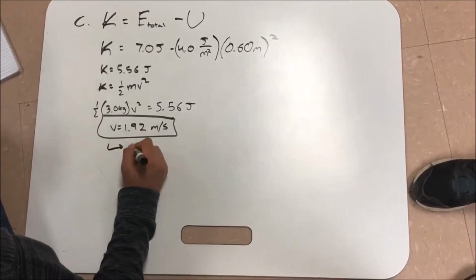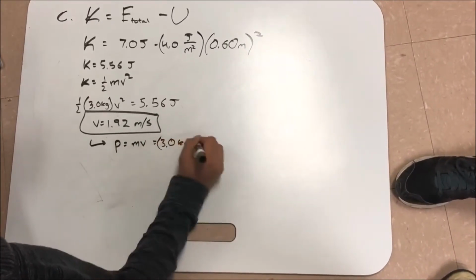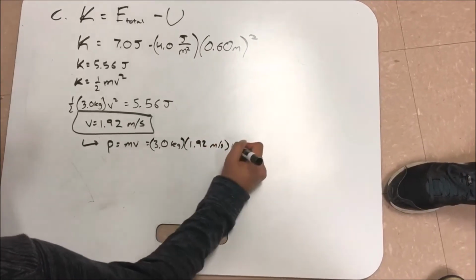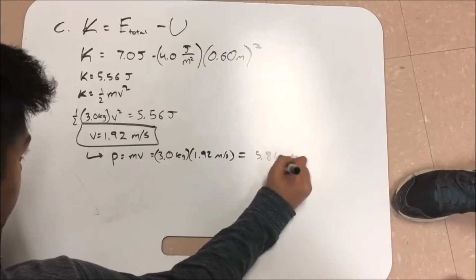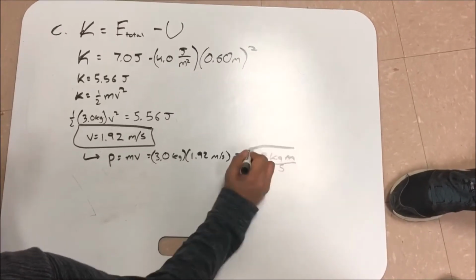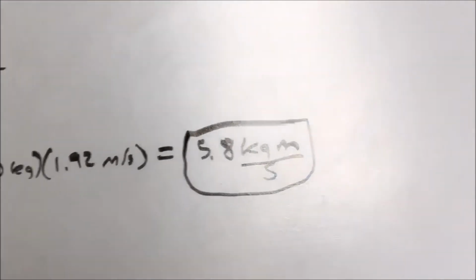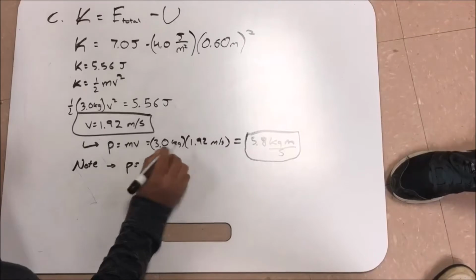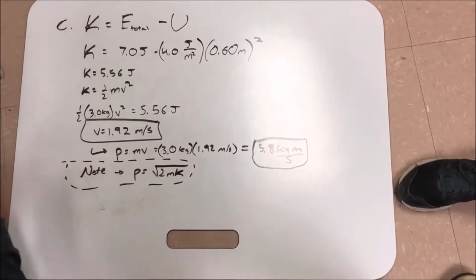We also know that kinetic energy is equal to 1/2 mv squared. So we set them equal to each other: 1/2 mv squared is equal to 5.56 joules. Plugging in 3.0 kilograms, we find that velocity is equal to 1.92 meters per second. Now we want momentum. Momentum is mass times velocity. Mass, 3.0 kilograms. Velocity, 1.92 meters per second. And we get 5.8 kilogram meters per second.